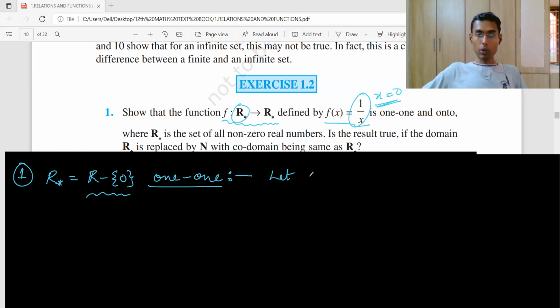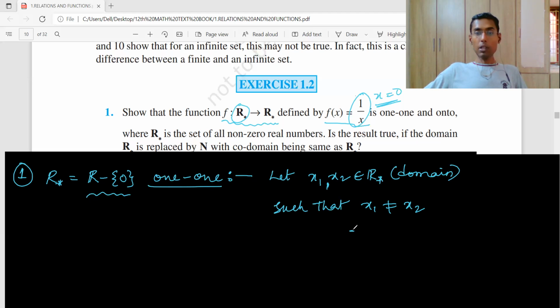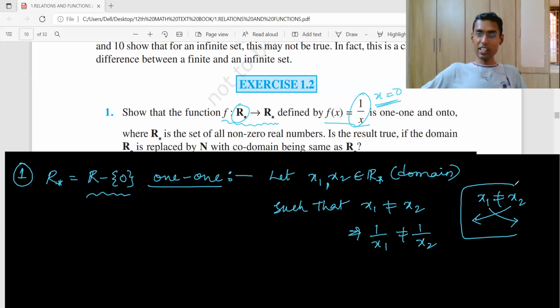So how do you prove one-one like this? Let x1, x2 belong to R star, the domain. You take any two elements from the domain such that they are not equal, x1 is not equal to x2. Then what will happen? 1 by x1 is also not equal to 1 by x2. You take any two real numbers which are not equal, then their reciprocals are also not equal. If you bring x2 to this side and x1 to that side, they are still unequal. Yes or no? Yes, sir.